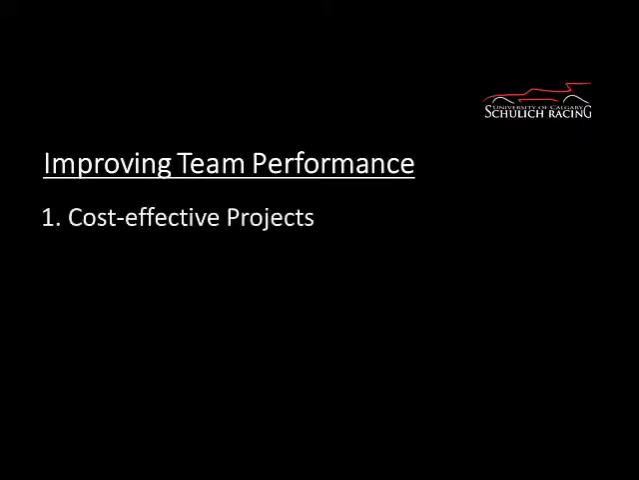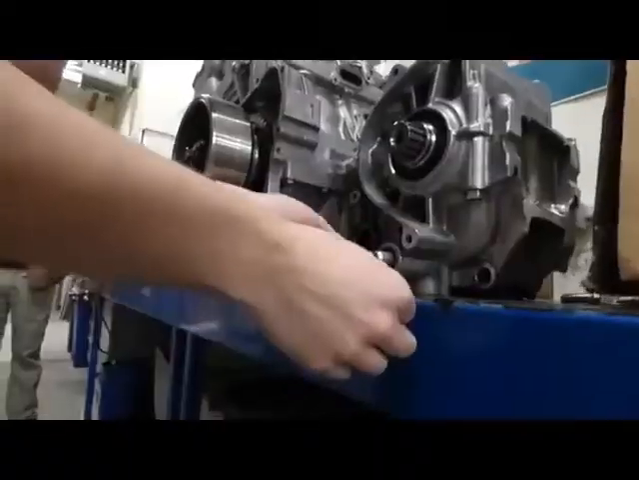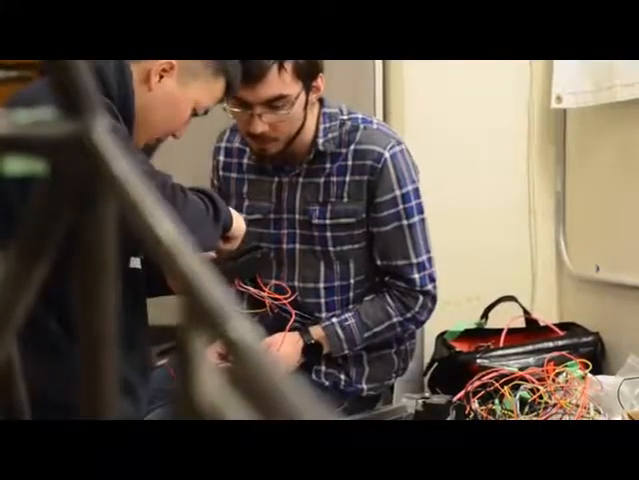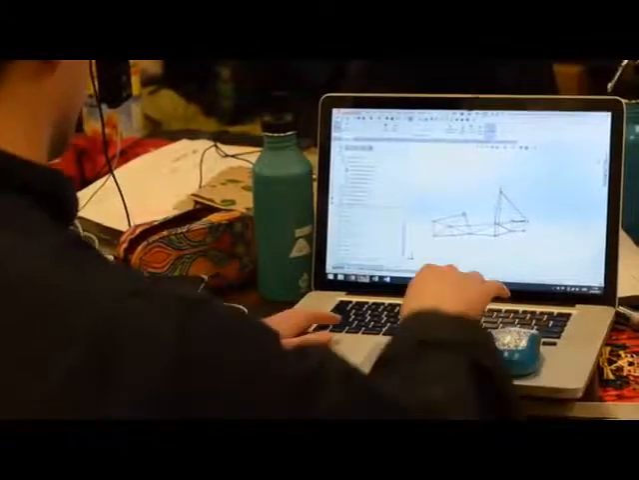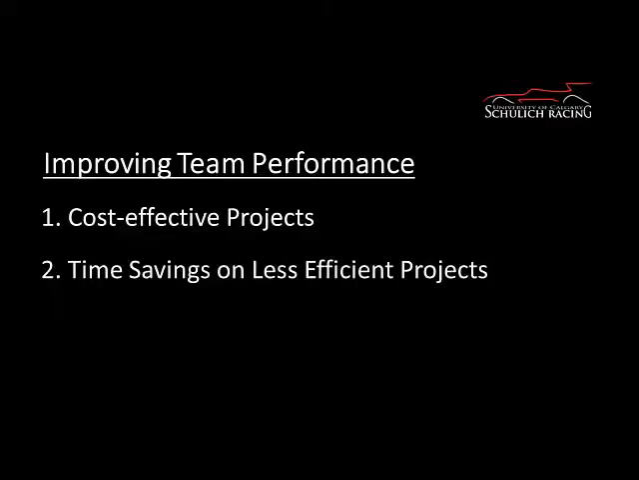The first is cost-effective projects. By knowing which projects will make the most impact on the performance of the car, the team will be able to identify which projects to concentrate on. This will improve project quality in the long run. The second is time savings on less efficient projects. Projects that have a smaller effect on the performance of the car can be reused or recycled with little to no changes. This will save time for other more important projects and testing.